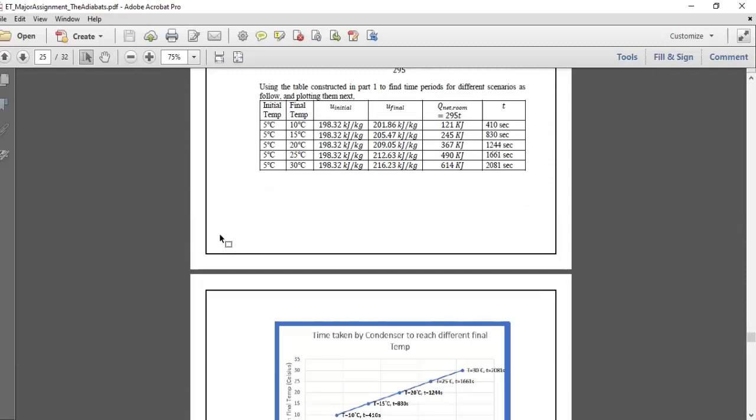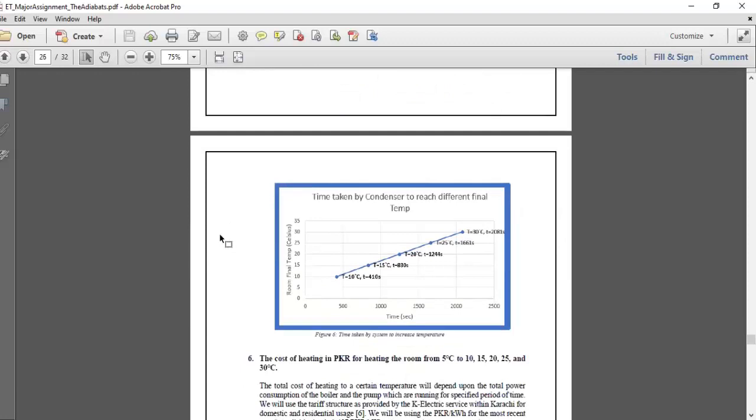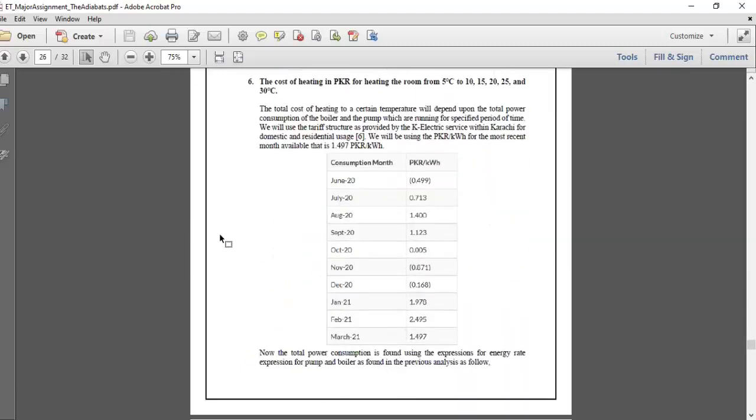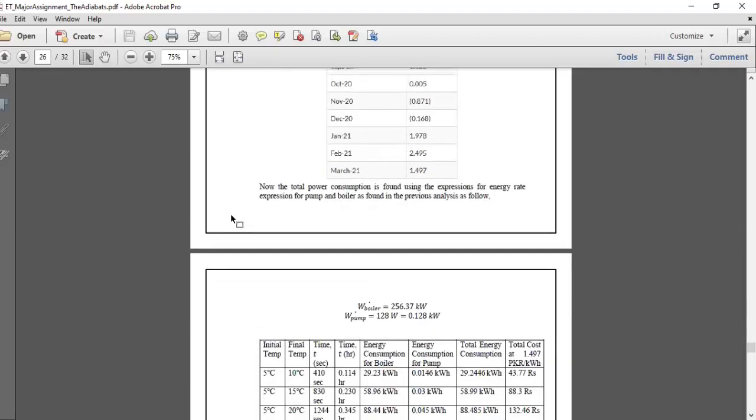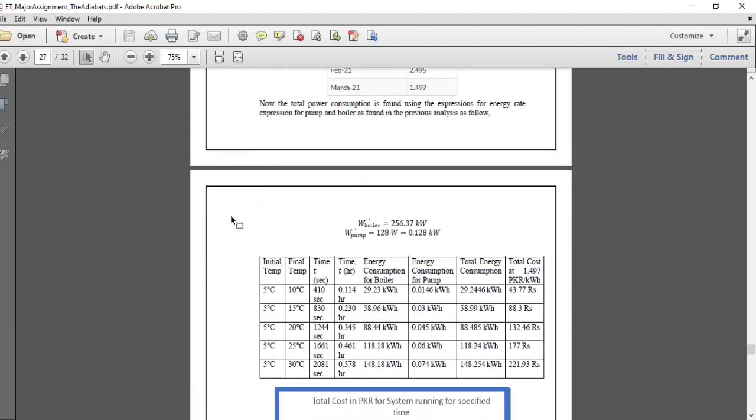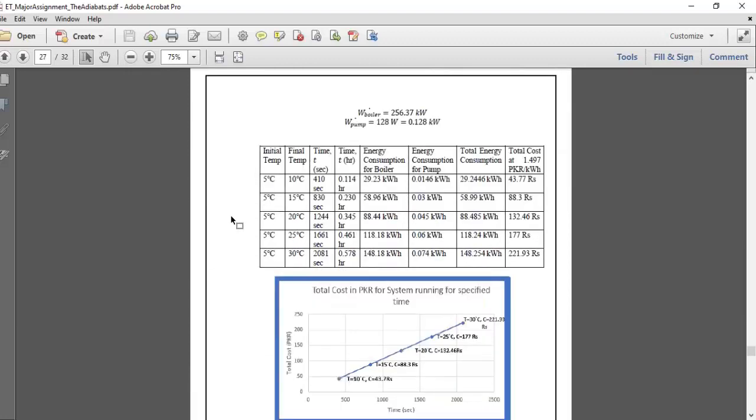Lastly, we had to analyze the cost for each case, for which we used the data from the K Electric website and used the cost 1.497 PKR per kilowatt hour, which is the most recent rate, which could be verified from the website. And then we simply found out the total cost by finding the total energy consumed in the given time frame that we calculated previously and plotted it in the graph as well.